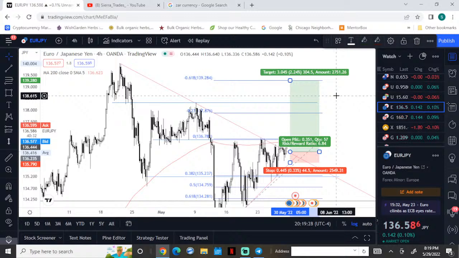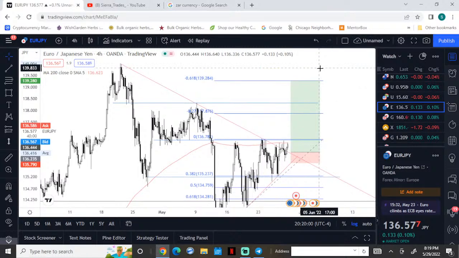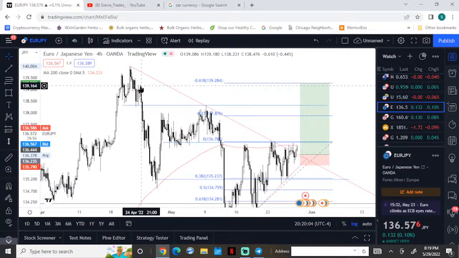And that is what I call a 1 to 3. Or let's see, 304 divided by 44. That's a 1 to 6. Which we like trades like that. Lose 1%, 44 pips to gain 6%, which would line up with this area right here that I didn't even mark up.